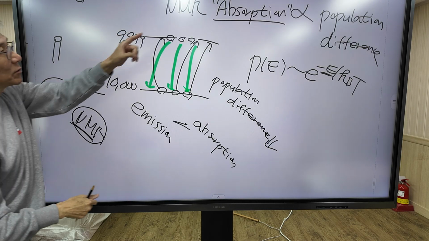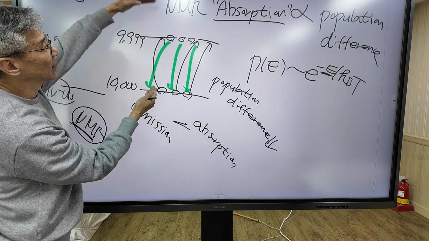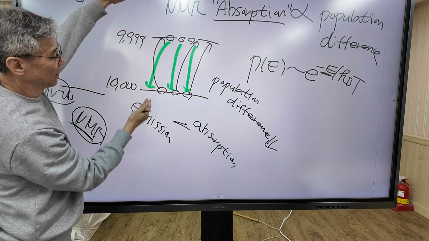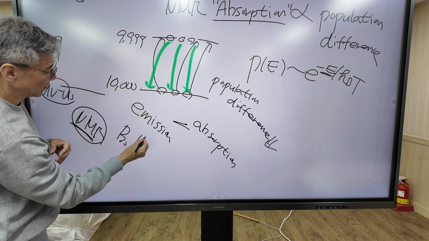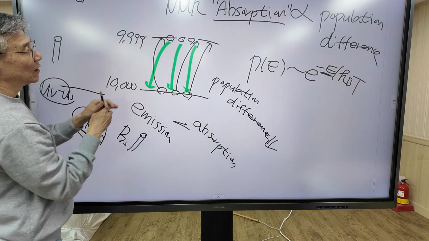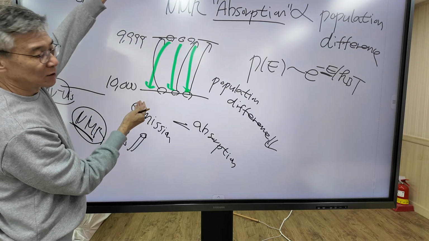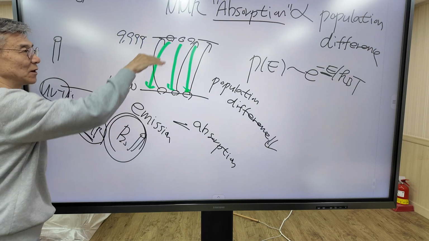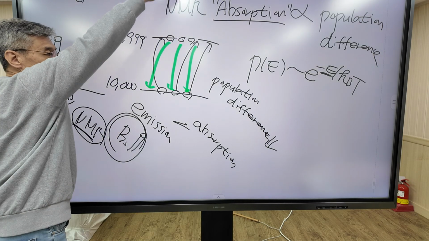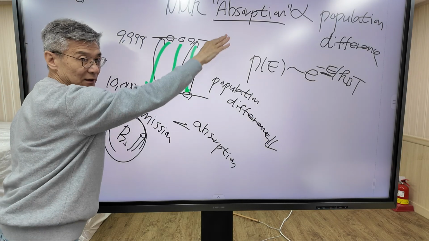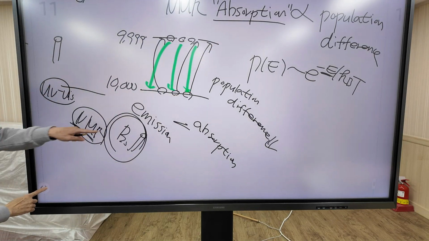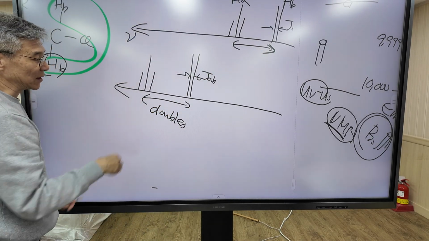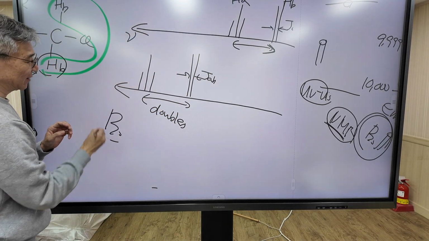So to increase the absorption signal, we need to increase the energy level of the excited state. How do we increase the energy level? We should increase B0. When you increase B0, the excited state energy level increases, so the population difference increases. And furthermore, when you increase B0, the resolution increases. So B0 is very, very important in NMR spectroscopy.